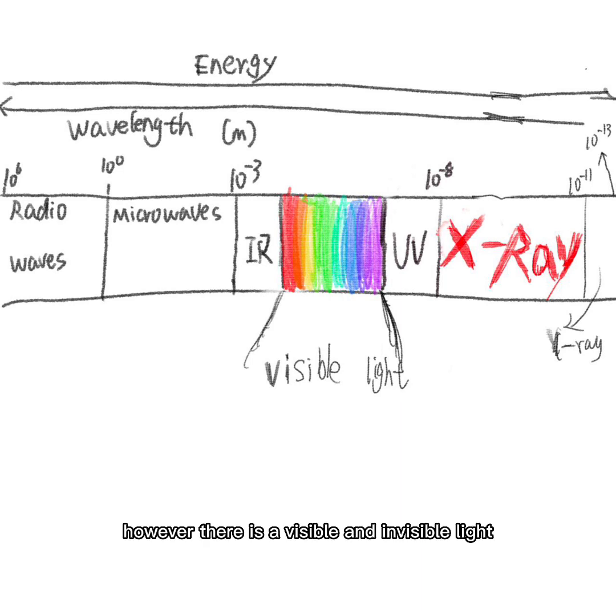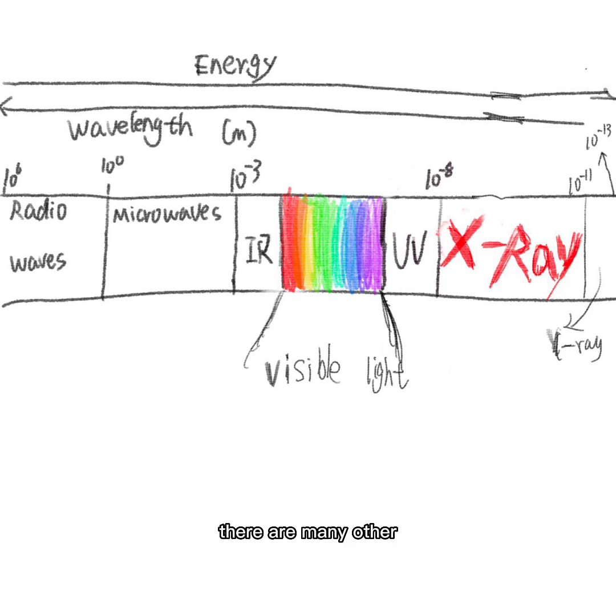However, there is visible and invisible light, and the human eye has evolved over time to be sensitive to light only in the wavelength band of about 380 to 780 nanometers. Hence, the electromagnetic waves in this particular band are called visible light.